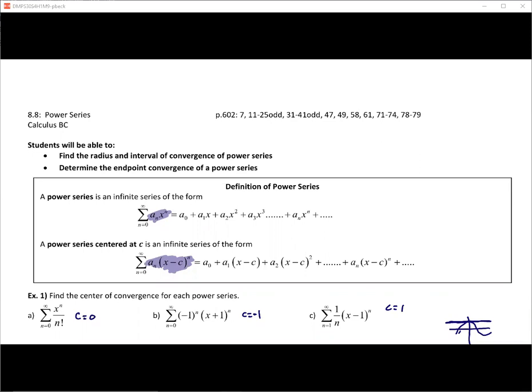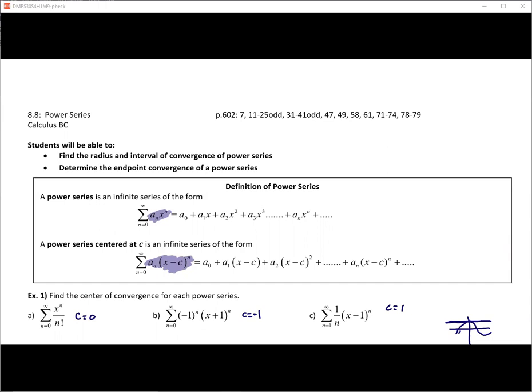Just as a quick recap as to where we've been, in Chapter 8, we've talked about a bunch of different series and whether those series converged or diverged. With that, we had the nth term test for divergence. We had geometric series that converge if the ratio is less than 1. We worked with some alternating series, the ratio test, the root test, just to name a few. Honestly, we've been doing quite a bit this chapter.